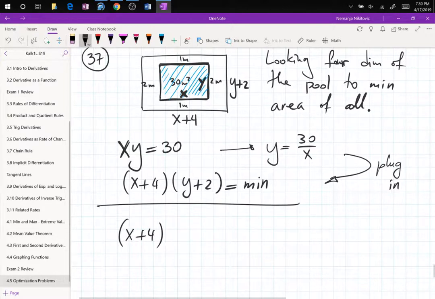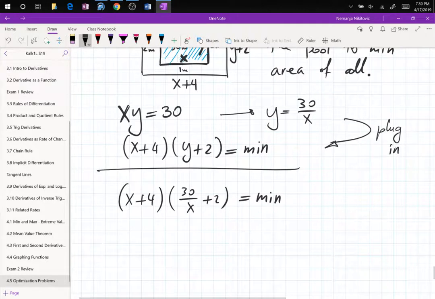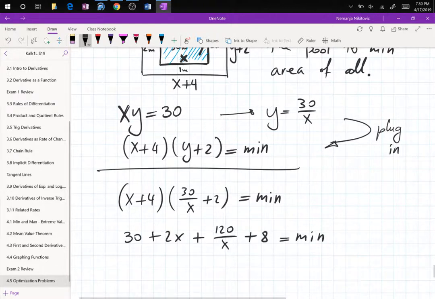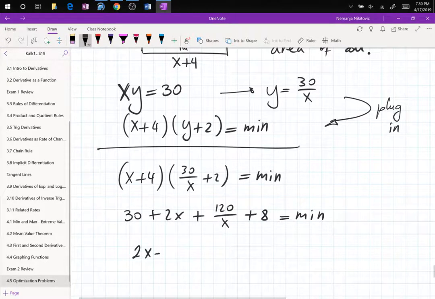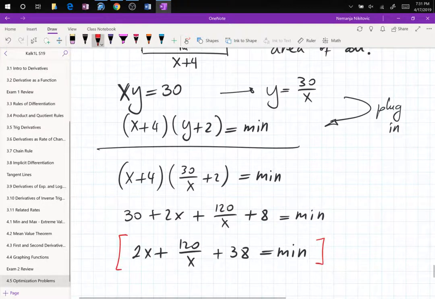X plus 4 times 30 over x plus 2. Multiply. And once you simplify, hit that with the derivative, and then calculate x. Let's go.